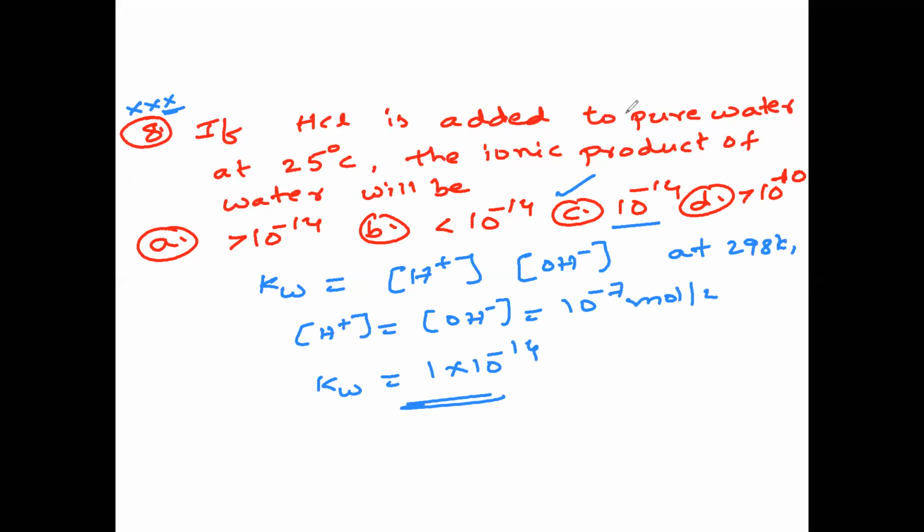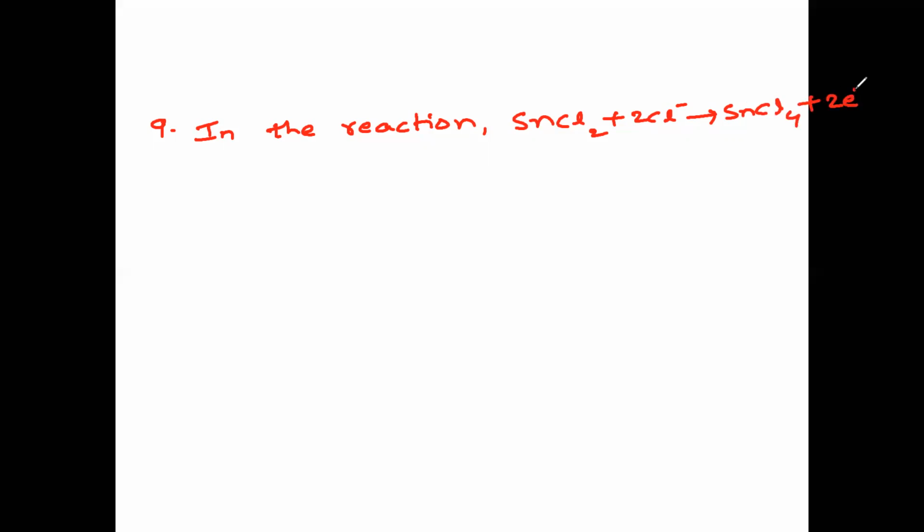Next question. Question number 9. Please note down these questions. You may not find these questions anywhere. In the reaction SnCl2, that is tin chloride, plus 2Cl minus, 2 moles of chlorine, gives rise to SnCl4 plus 2 electrons.